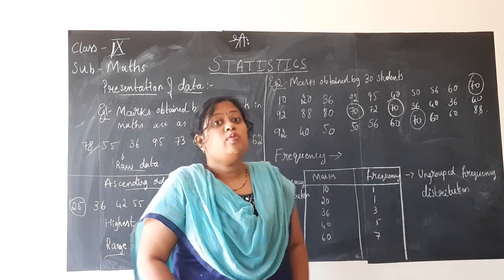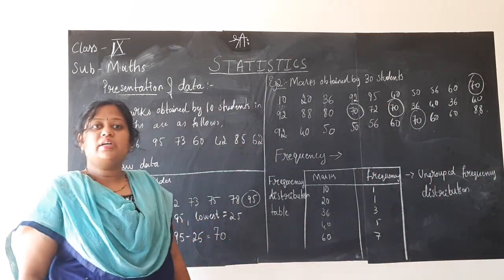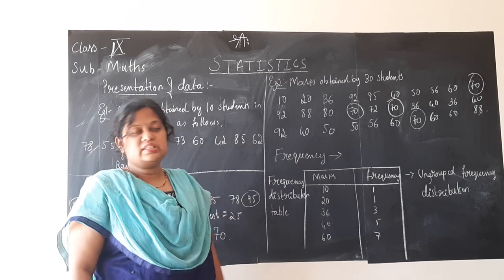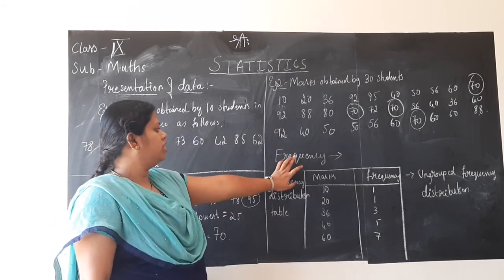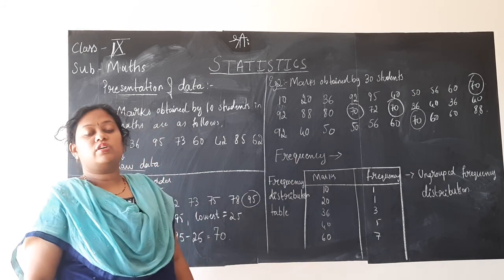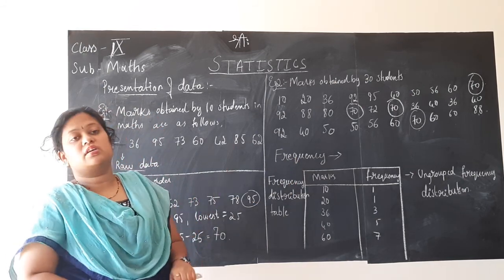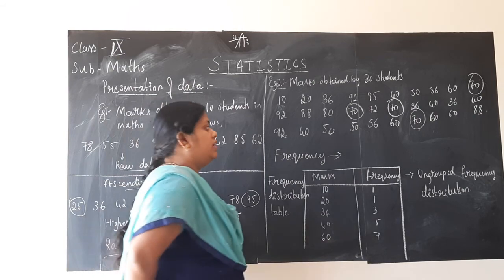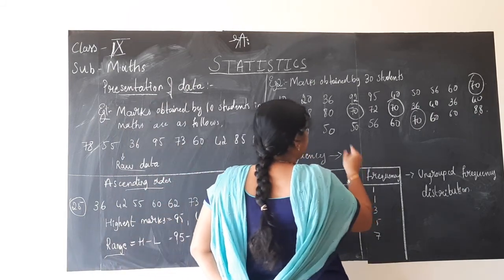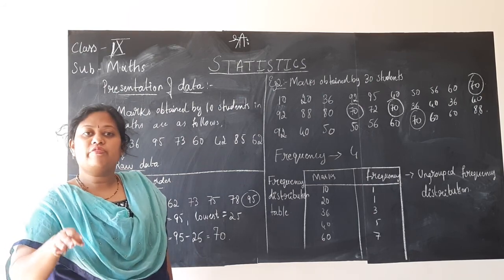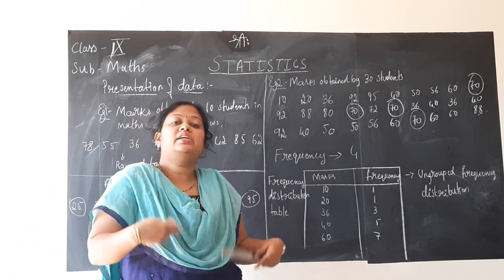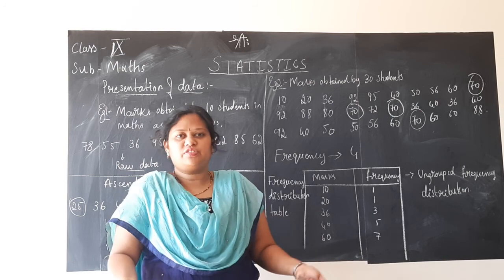So we say, what is the frequency of 70 marks? This term frequency you already learnt in the data handling chapter. That is the reason I am telling you to go through that book. How many students have scored 70 marks, we came to know, is 4 students. So the frequency of 70 is 4. How many times it is repeated is nothing but its frequency.